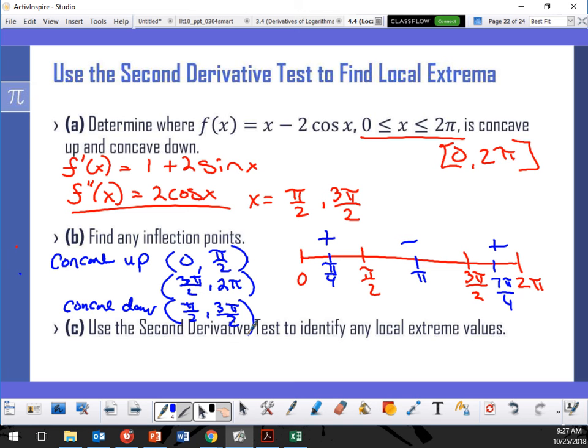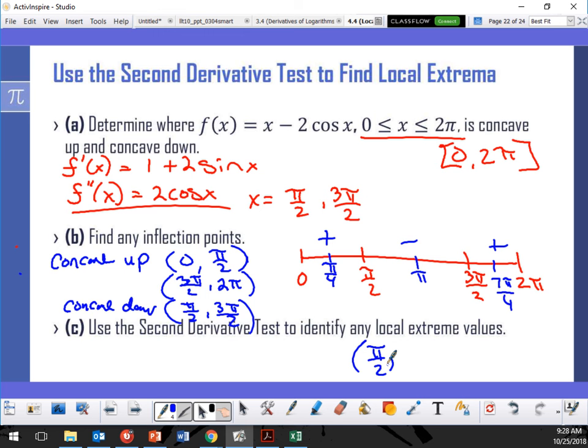Okay, so now, since I want to know what the actual point is, I know what the x value is, right? So I want to know what the point is. So for my inflection point, I'm going to plug in pi halves. This is my point of inflection, right? So where does that get plugged into to figure out my y value? The original function.